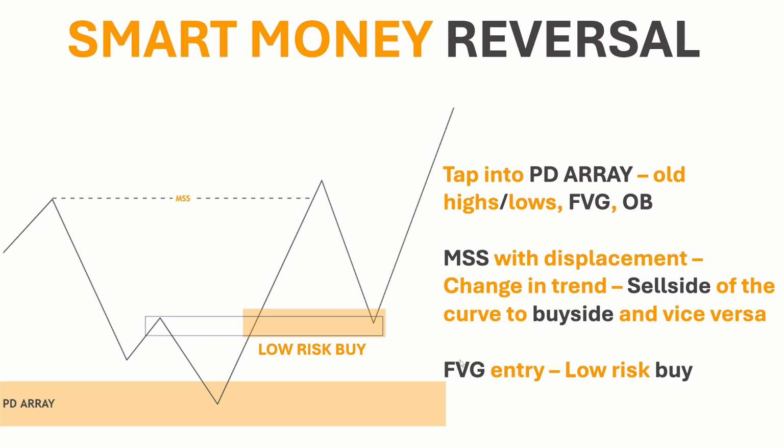As for our entry, I prefer to take a fair value gap entry in our low risk buy zone. So after we've gotten our market structure shift and confirmed our bias to the upside in this example, we would want to look for a fair value gap from our displacement leg and enter off that. From there, place your long, place your limits, simply wait for the trade to hit your take profit, and boom, this strategy works like magic. I will be showing you guys on the live chart.